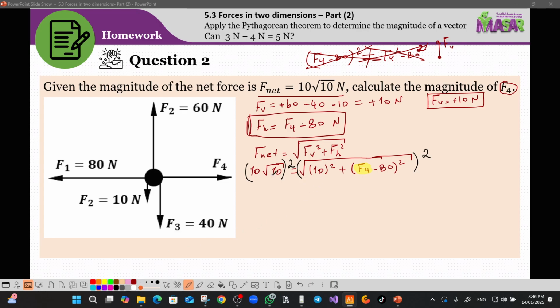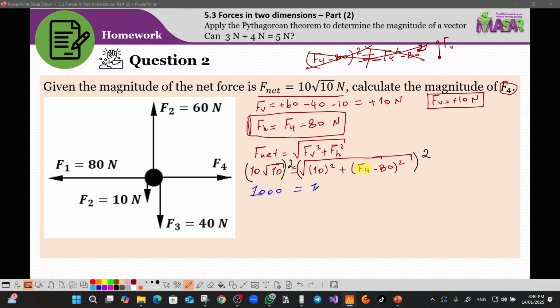Now let me complete. What is the square of the square root of 1,000? You can use the calculator. The calculator would give you 1,000. What is the square of the square root? The square and the square root destroy each other, and what is left is the terms underneath the square root.